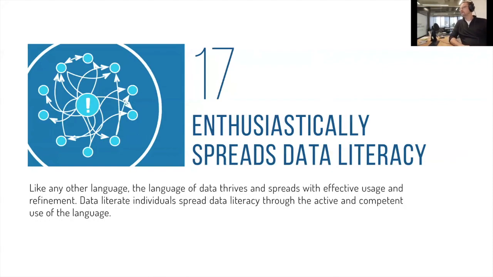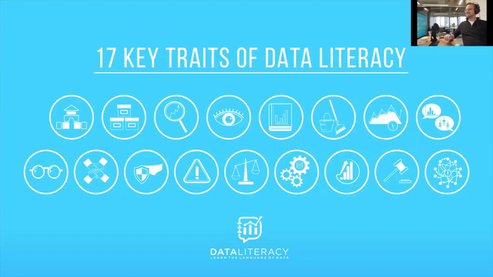And then lastly here, I think the last one is kind of the culmination of everything, because if you do all those first 16 things, then what you are doing, without even knowing it, without even being intentional about it, is spreading data literacy in the organization. Those things together add up to an individual who is a force for change in an organization, who's pushing other people, who's helping them push themselves, who's taking it to the next level, right? This is a language. It thrives or atrophies based on usage. And so the people who are out there using data are the ones who are spreading it. So that's it, 17 key traits.